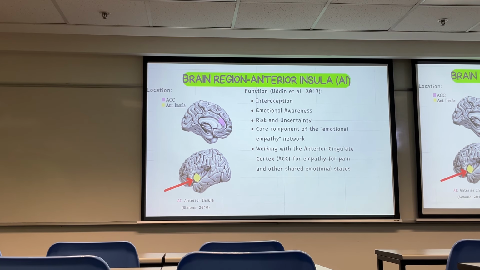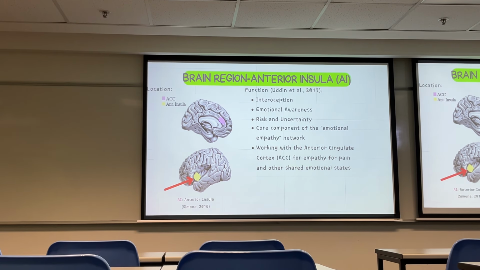The first one is interoception. It is the primary function. The AI is responsible for sensing the internal states of the body. It creates the conscious awareness of body signals, which is fundamental to the feeling of emotion. The second one is emotional awareness, such as disgust, anger, and happiness, by integrating body signals. The AI helps generate the subjective feeling of emotions. It is crucial for translating physical sensation into conscious emotional experience.